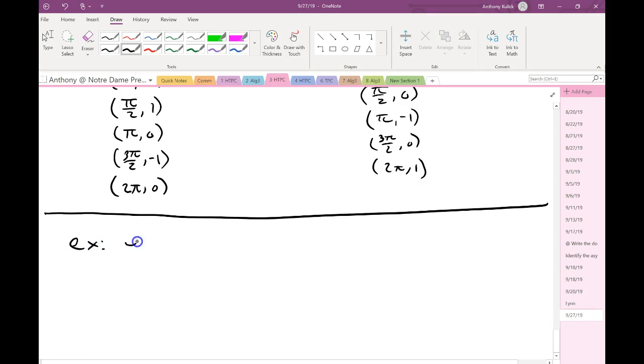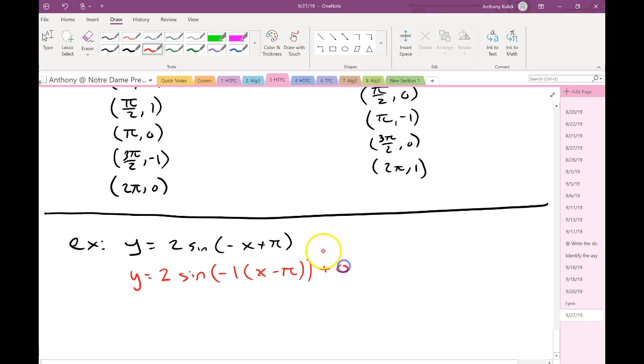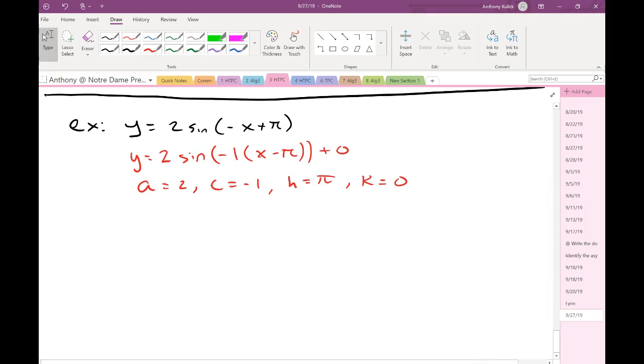So let's say we wanted to graph y equals 2 sine of negative x plus pi. So the first thing I'm going to do is rewrite this so that it's obvious to me what my values for A, C, H, and K are. Is everybody okay there?